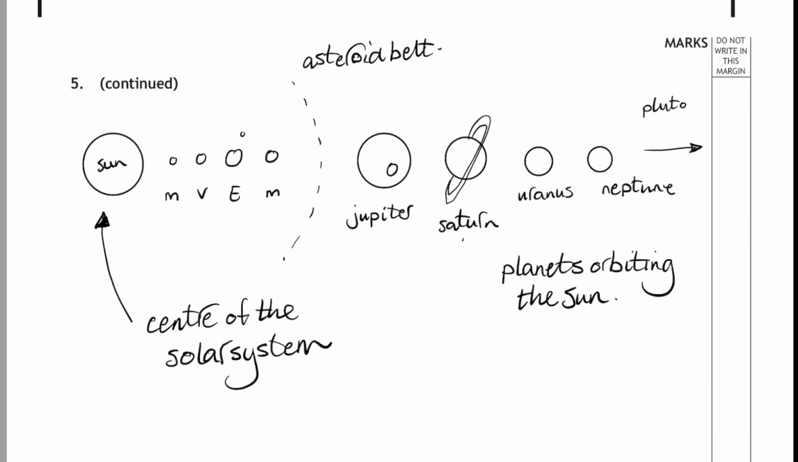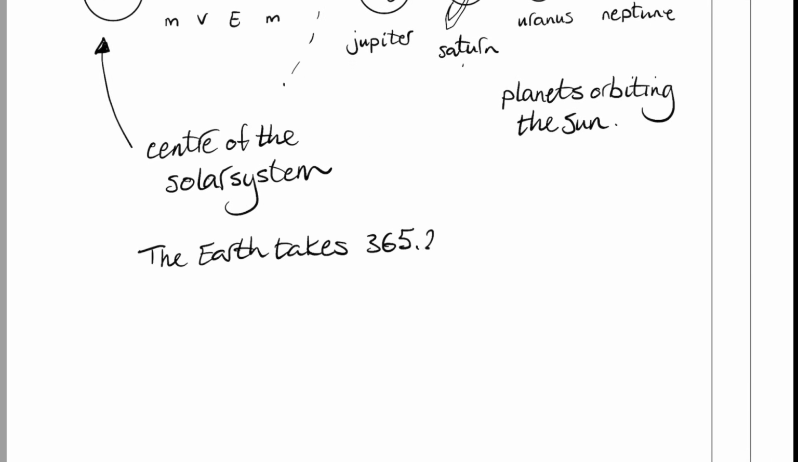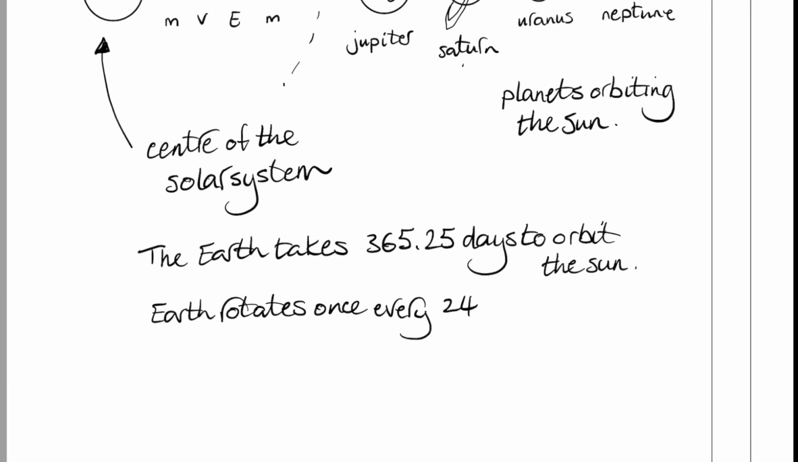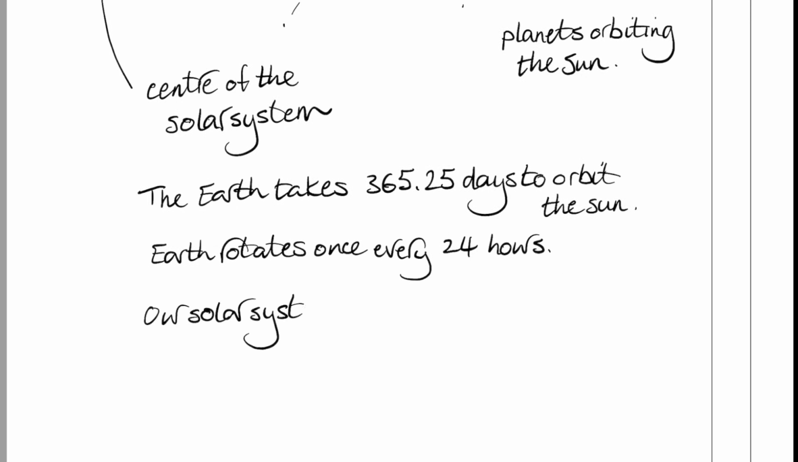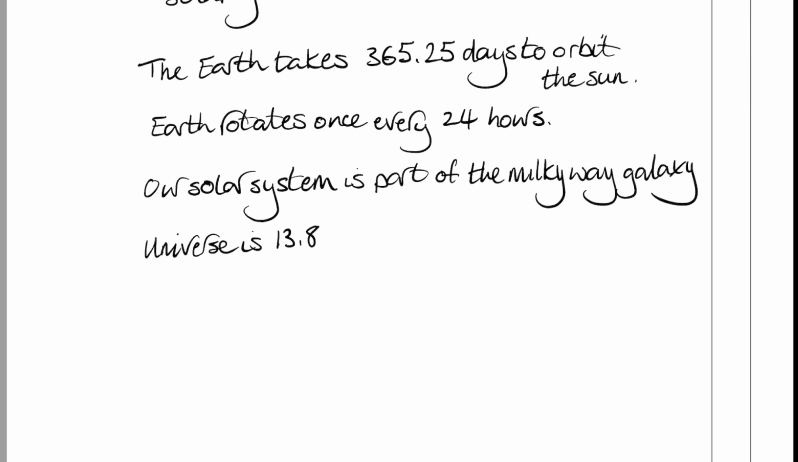We are here, and the Earth takes 365.25 days to orbit the Sun. It rotates once on its own axis every 24 hours. Our solar system's part of the Milky Way galaxy, and the universe is 13.8 billion years old. Will that get me any more marks? I don't know, but it would certainly increase my chances.